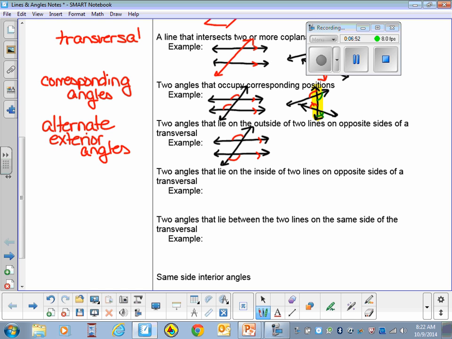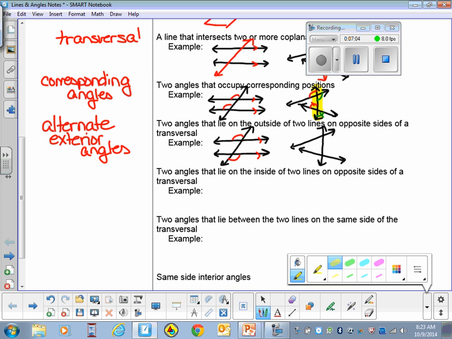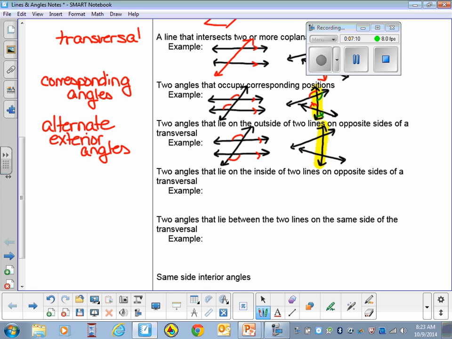Right, but if I draw the funky ones, and I am going to highlight that transversal, which makes my life a little clearer. So, out above the first line and to the left of the transversal, below the second line and to the right of the transversal, and they're not necessarily congruent. Two angles that lie on the inside of two lines and on opposite sides will be alternate interior.